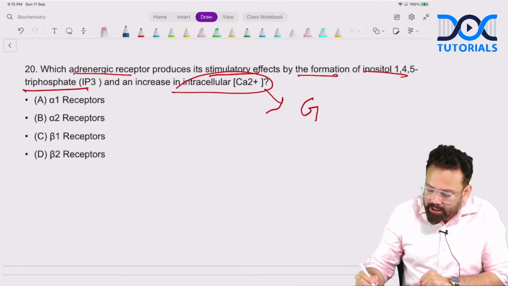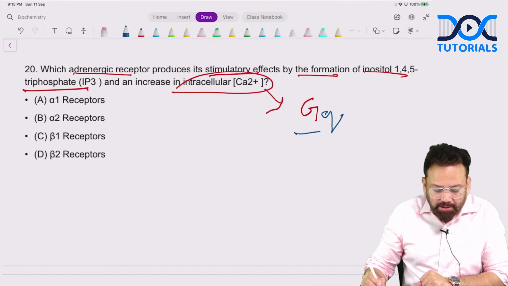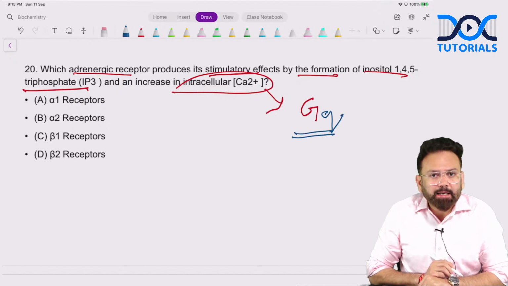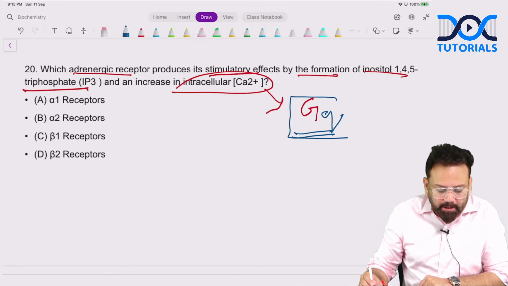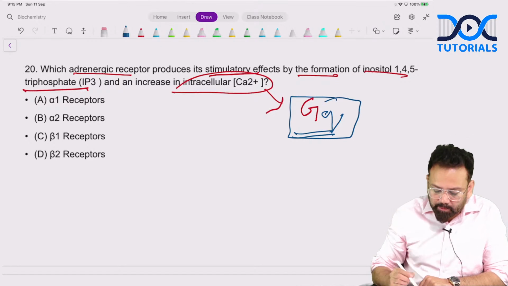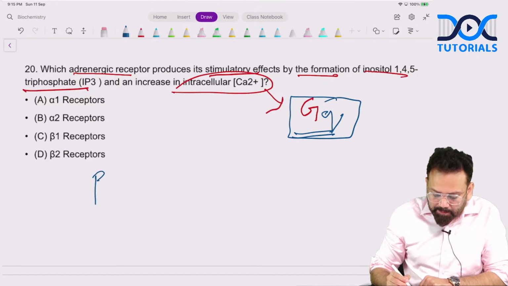We say they are GQ. GS and GI have cyclic AMP as a secondary messenger. They are asking which receptor is GQ. Please remember, all beta receptors are GS. All beta receptors are G stimulatory.